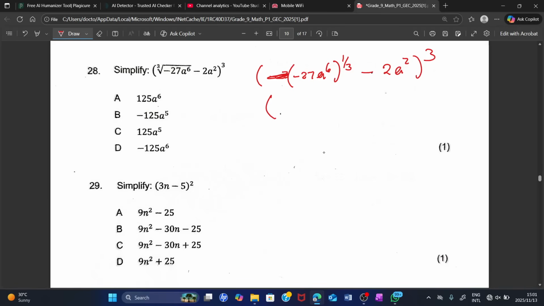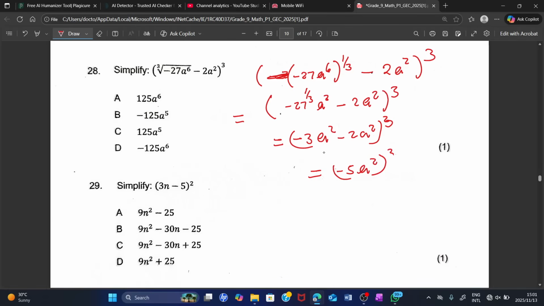Okay, now work it. It will be minus 27 to the power of 1 over 3, a to the power of 2 when you multiply, minus 2a squared. There's a 3 here. So this is minus 3a squared minus 2a squared. Okay, these are like terms. It's minus 5a squared to the power of 3. This comes here, it will be minus 125a to the power of 6. All right, the answer is D. That was not easy, class.